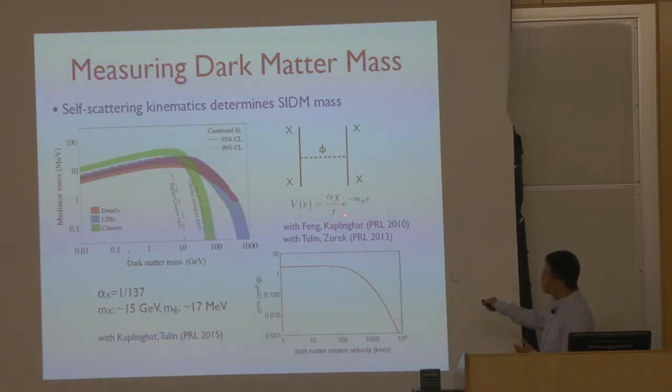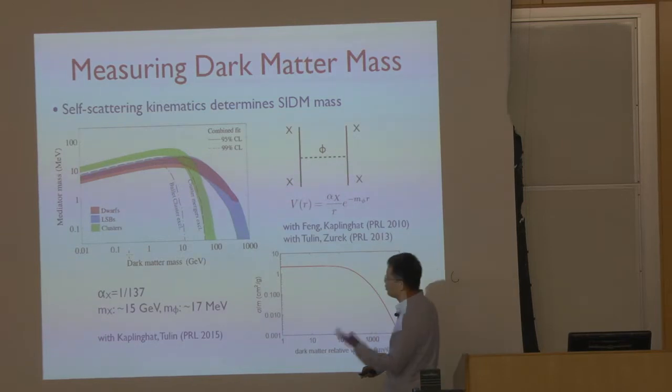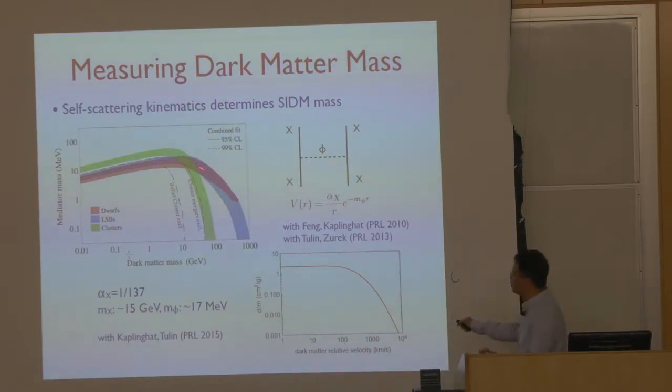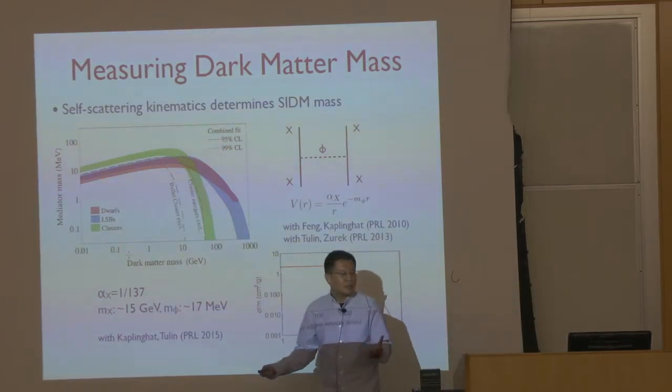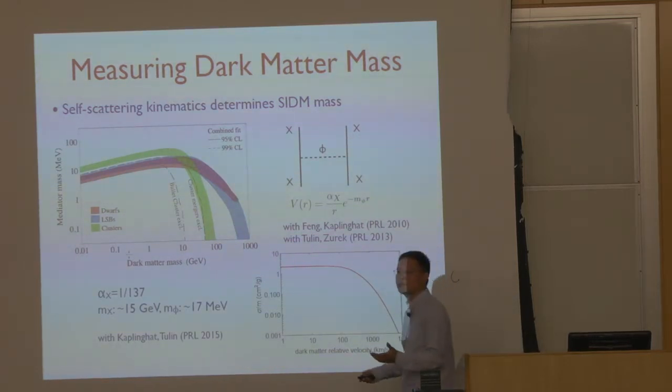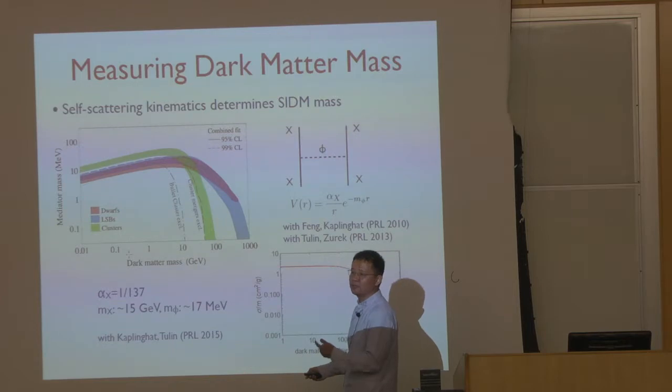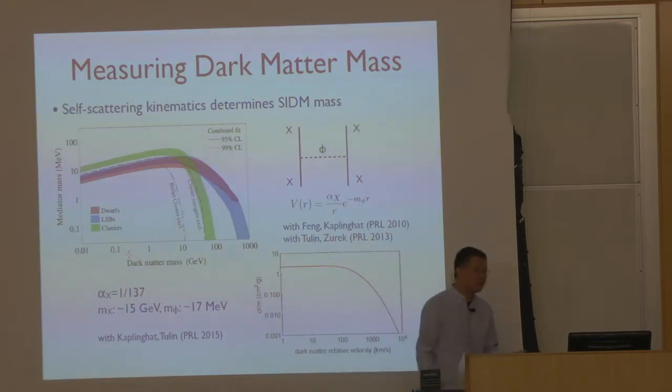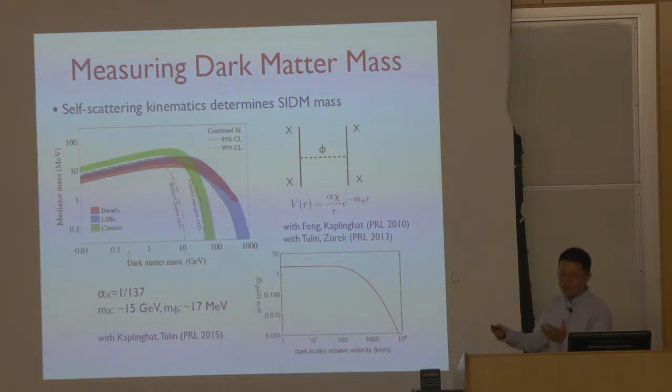So for example, take this model, there are three parameters, including the coupling constant. Once you fix that, let's say you want to explain all the observations: dwarf galaxies, low surface brightness galaxies, and the clusters. There's a closed region that will give you the dark matter mass and the mediator mass, right? You can determine particle physics parameters from astronomical observations without detecting dark matter. It's the first time we can handle this. So even if dark matter does not interact with the standard model, we can still measure it, if you are open-minded.